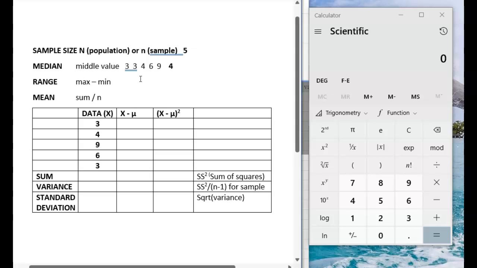The range in any data set is just your maximum value minus your minimum value. So our maximum value is 9, and we're going to subtract 3 from that, and that gives us a range of 6.